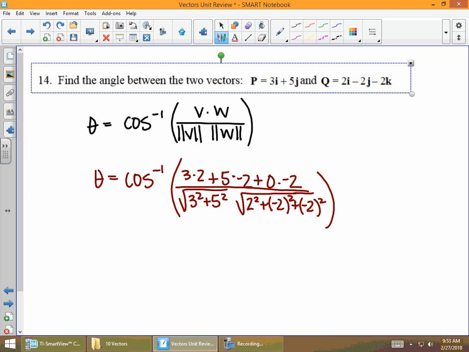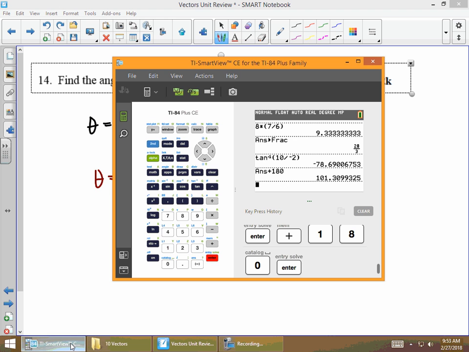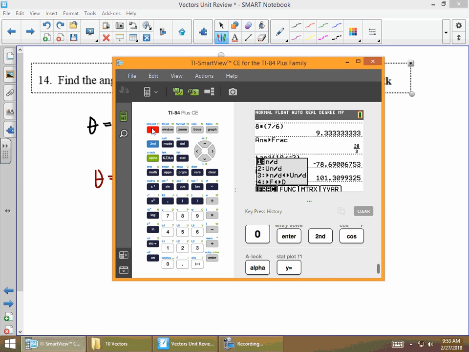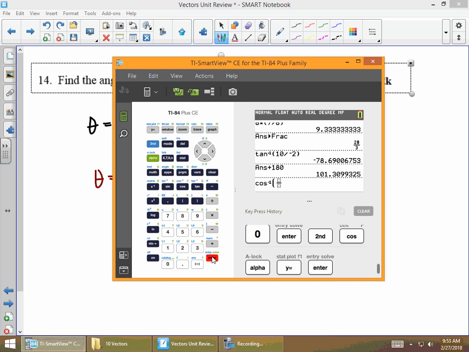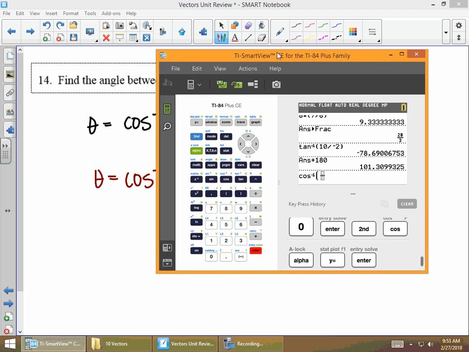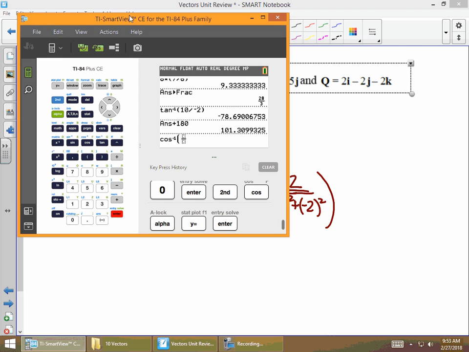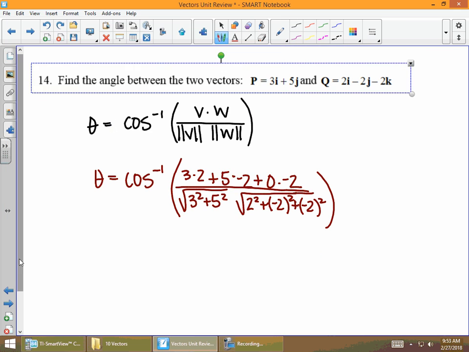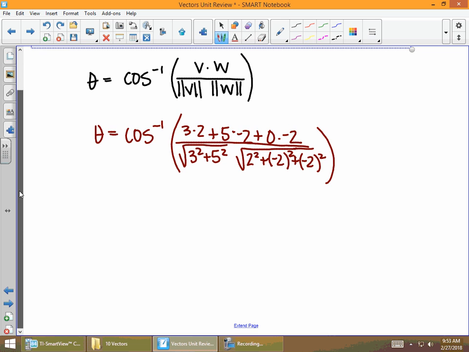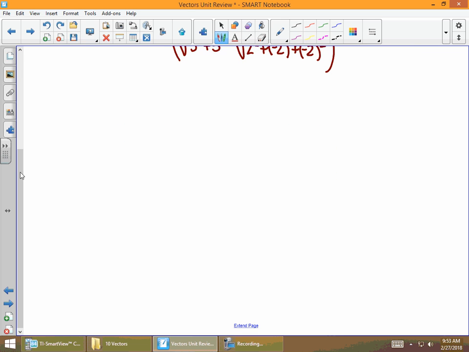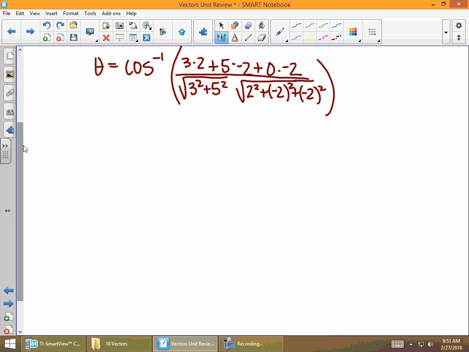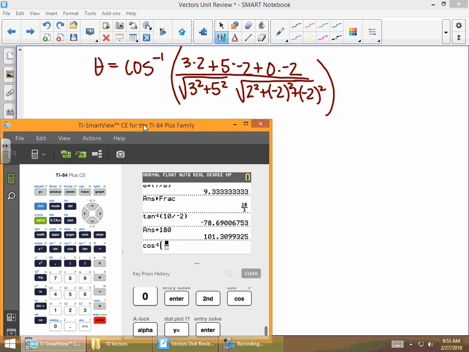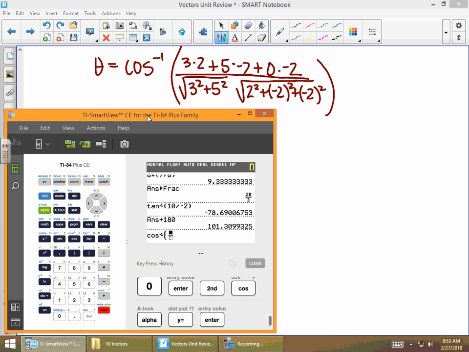Now, if you're using your TI calculator, you are going to want to use that nice fraction situation that you can make here. So I'm going to do alpha y equals enter in my TI-84, and on your Inspire, you can choose that fraction option to make your life easy. And once you have that fraction, the entry is so much easier.